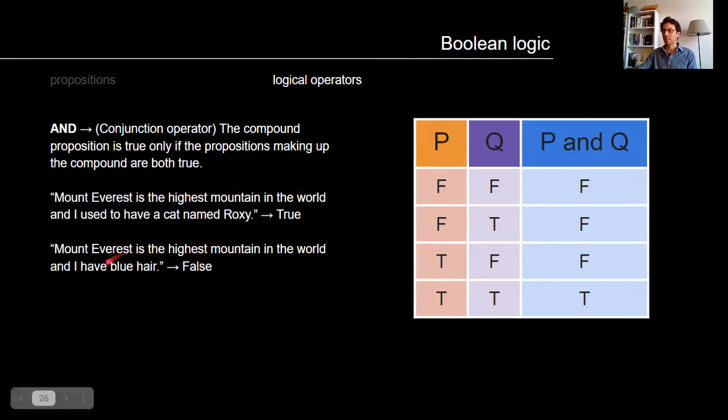And look at this example. Mount Everest is the highest mountain in the world, which is P in our case, and it's true. And I have blue here. This is false. This stands for Q, and it's false. We have true for P and false for Q, which makes P and Q false.